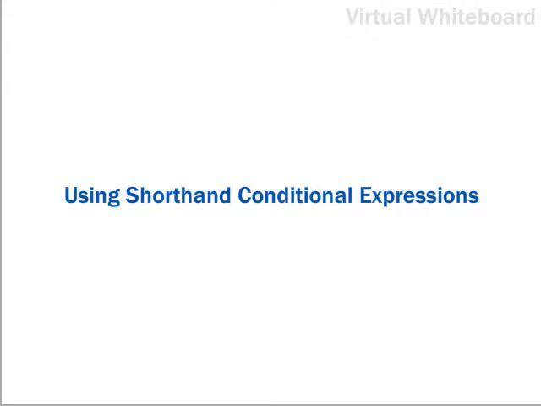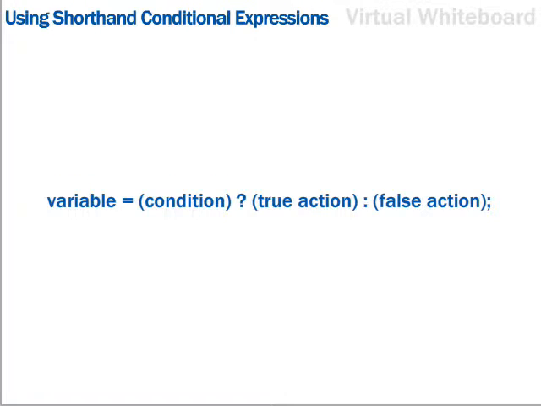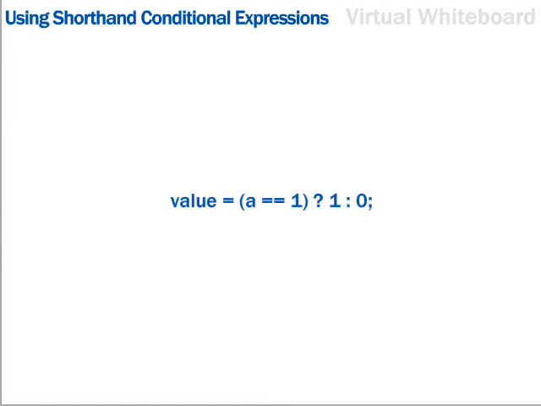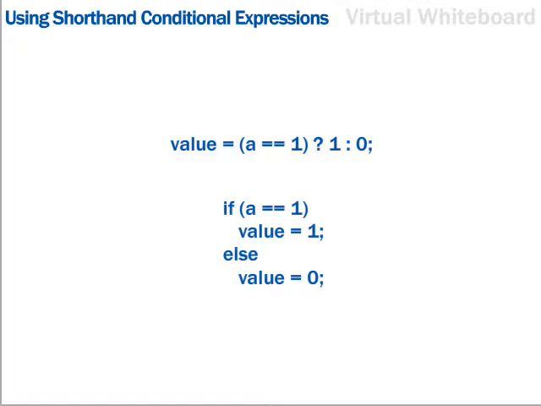In addition to the if statement, JavaScript provides a shorthand type of conditional expression that you can use to make quick decisions. This uses a peculiar syntax that is also found in other languages, such as C. A conditional expression looks like this. This assigns one of two values to the variable, one if the condition is true and another if it is false. Here is an example of a conditional expression. This statement might look confusing, but it is equivalent to this if statement.